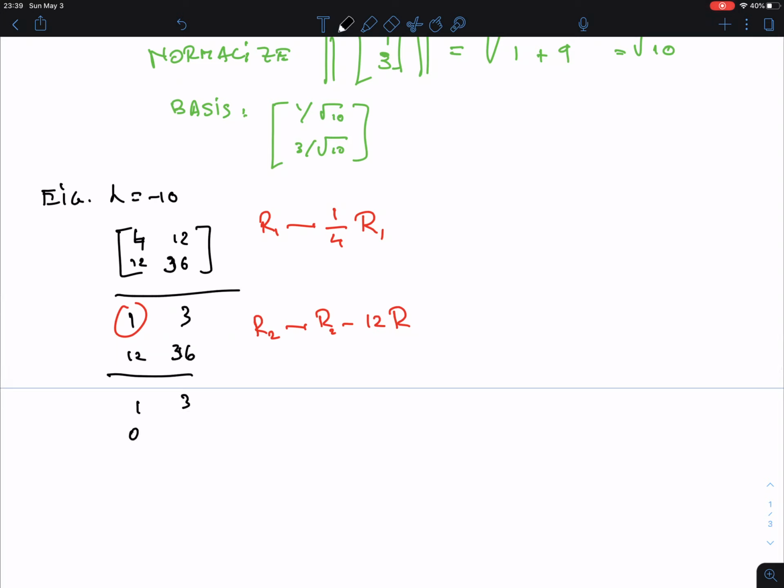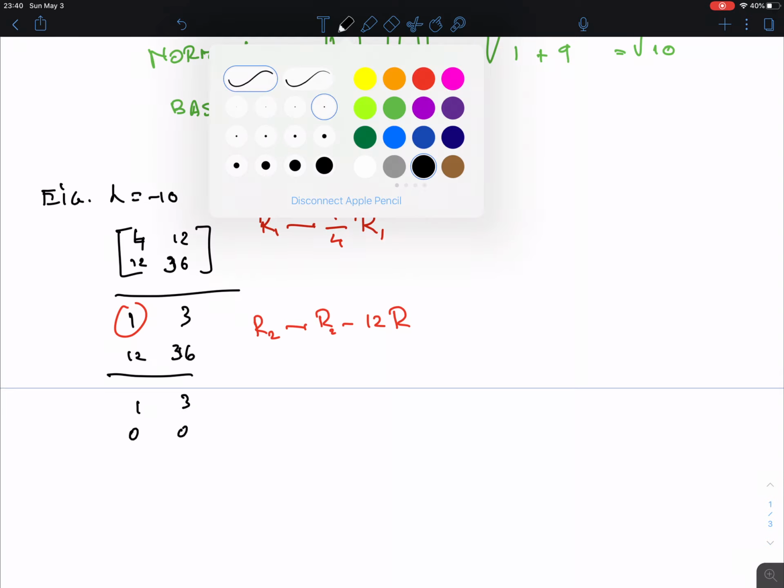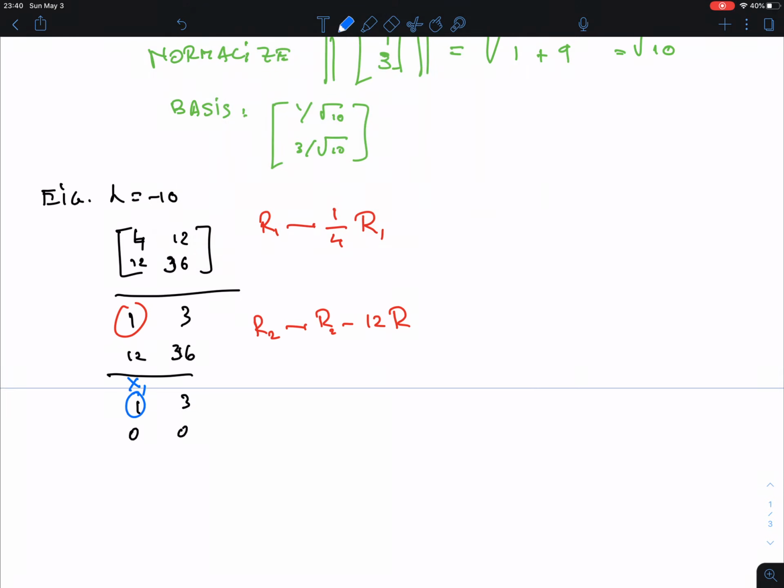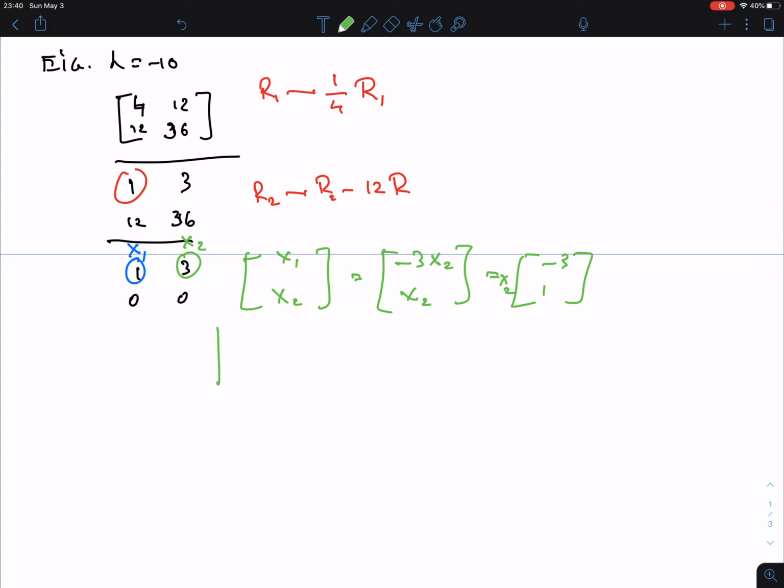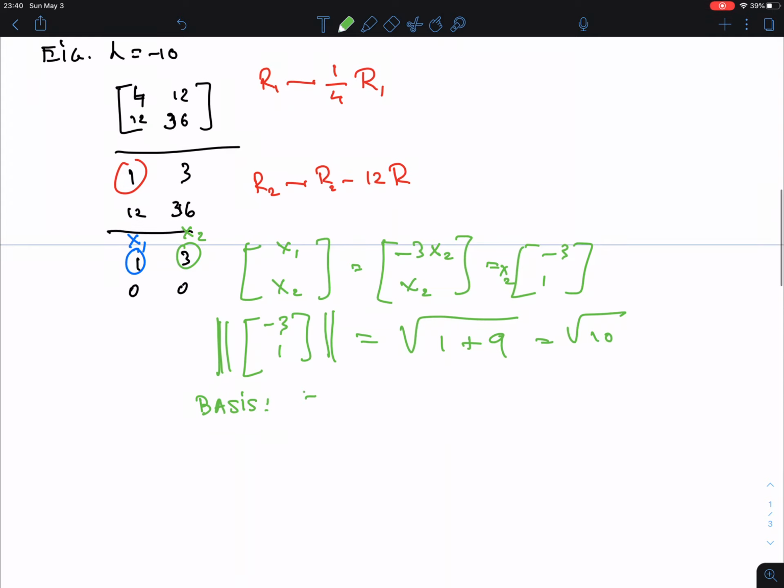Okay, so 1, 3. So 0 times negative 12. So that's a 0. Now we're good. Okay, this is the pivot variable. This is the free variable. So we have x1, x2. x2 is just itself, and x1 is minus 3 times x2. So we get x2 times minus 3, 1. It looks very familiar. So we get this guy, that's square root of 1 plus 9, again, square root of 10. And so our normalized orthonormal basis vector is minus 3 over radical 10, 1 over radical 10.